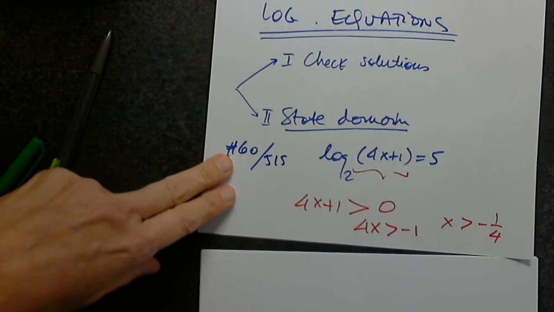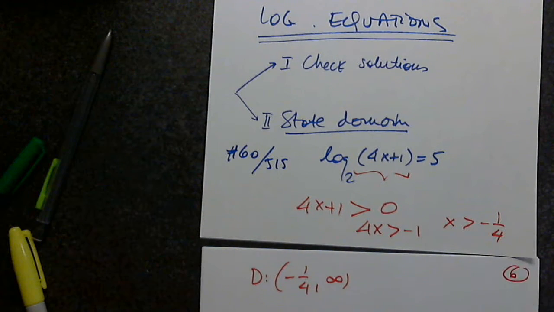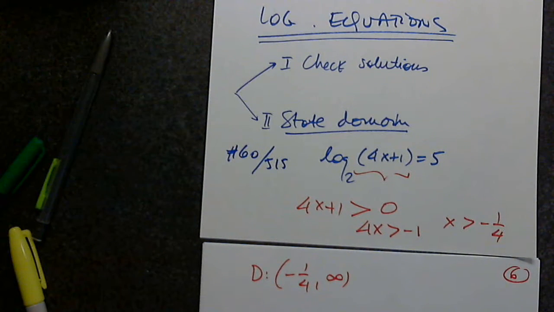So that was not a big deal. Thank you very much. So the domain is -1/4 to infinity. When I solve this equation, if I do not get a number strictly greater than -1/4, I'll say this equation has no solutions. If I get a number greater than -1/4, then I'll say that's the solution or solutions.